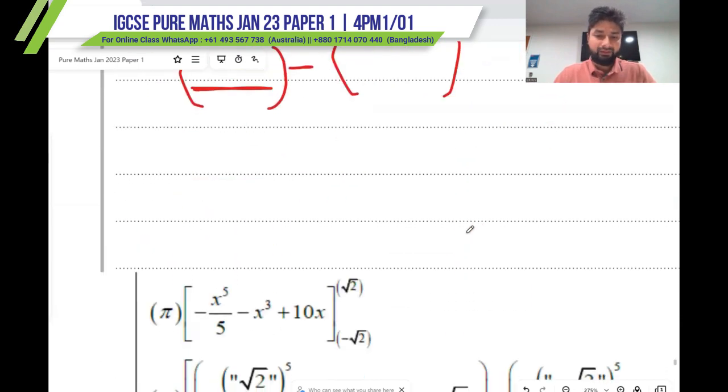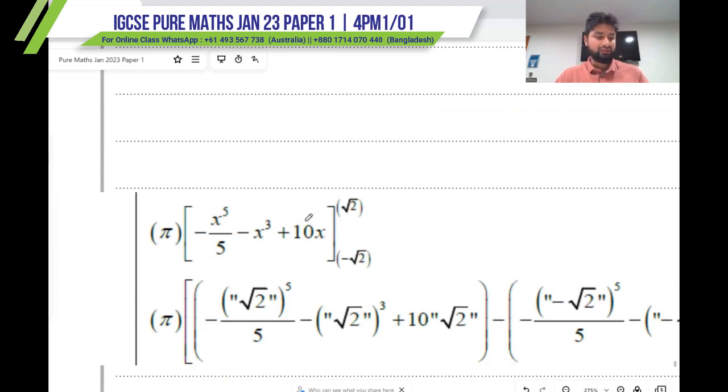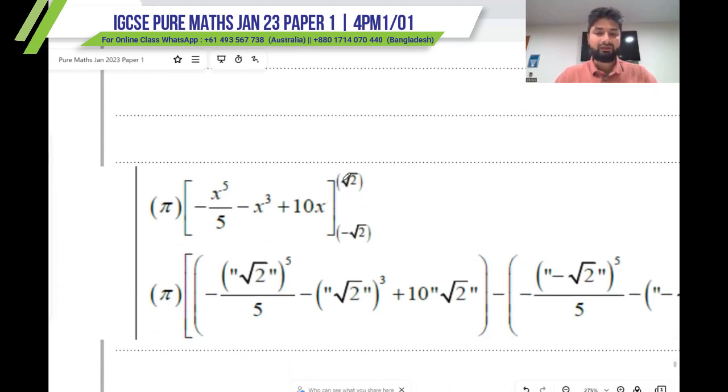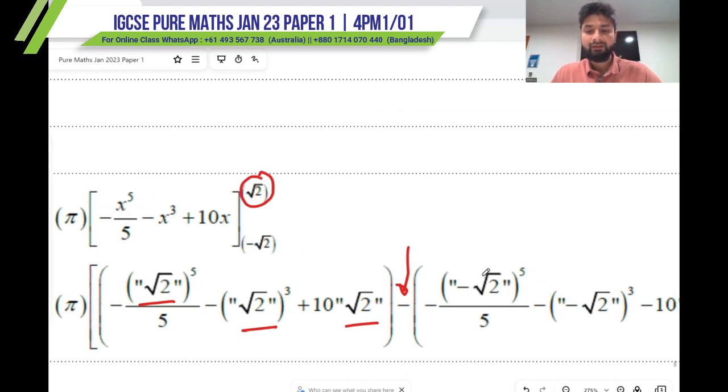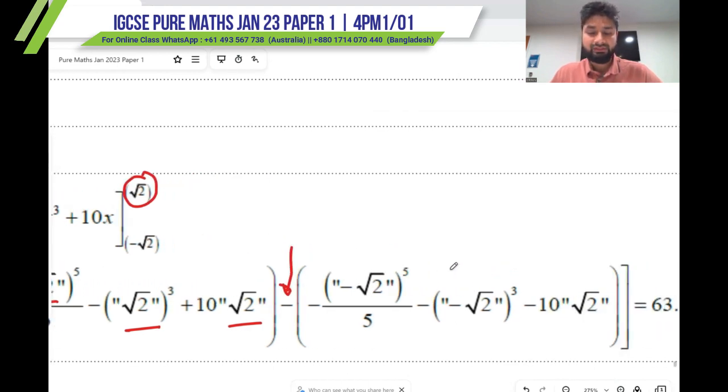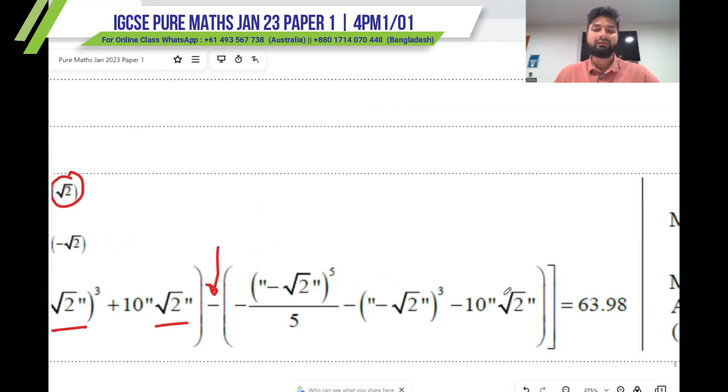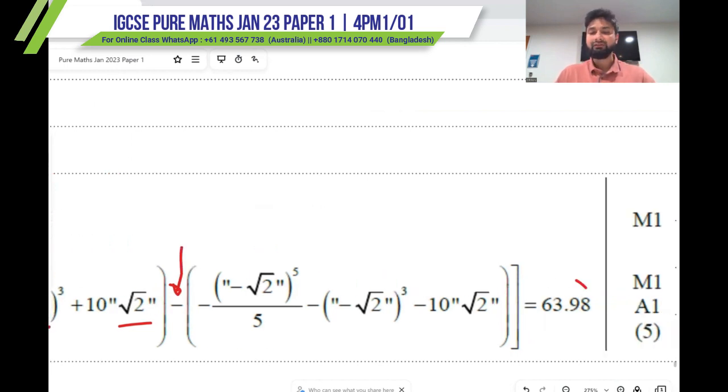So you can see after simplification, they have finally substituted. You can see from here that square root of 2, they have substituted over here. They have put a subtraction sign, and then they have put negative square root of 2 and substituted into the same equation. And finally, using a calculator, they have found the value of the volume, that is 63.98.